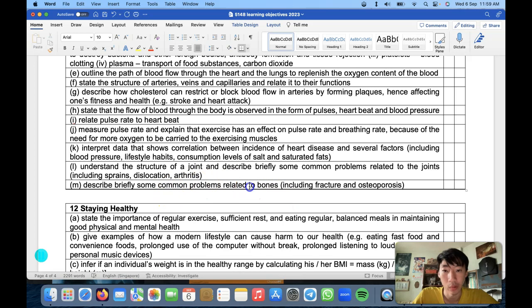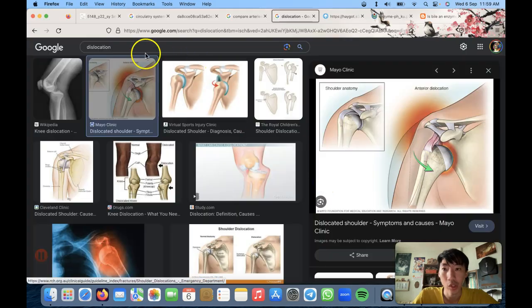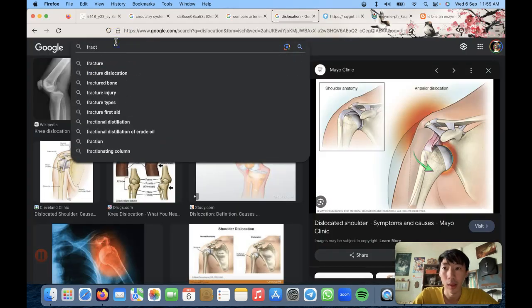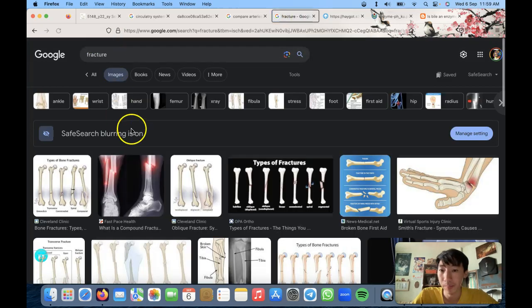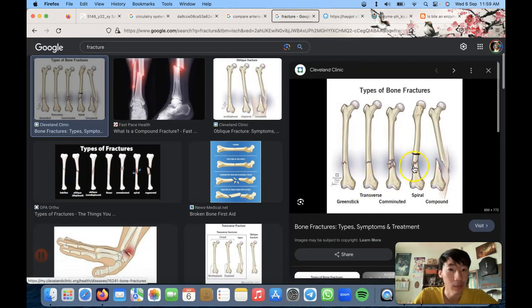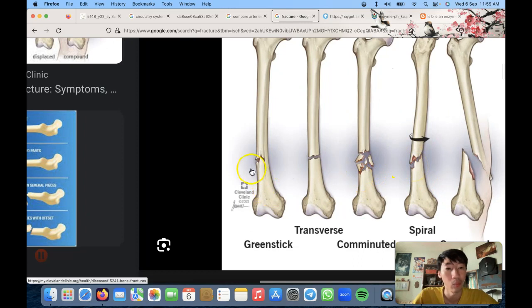Okay, so we already said fracture. Fracture is when there is a break in your bones. There are different types of fractures, from okay to worst, and this is the worst one. Basically, it's a broken bone.